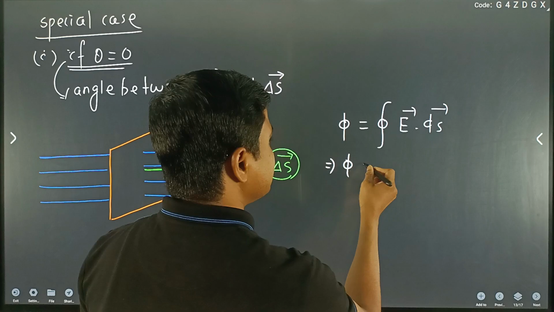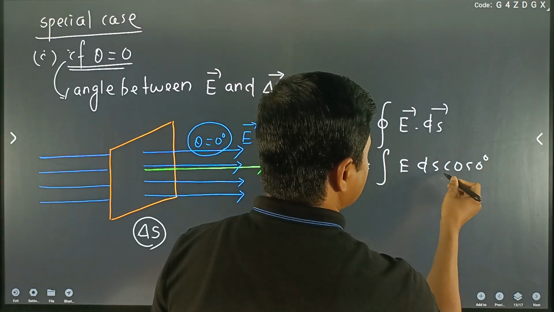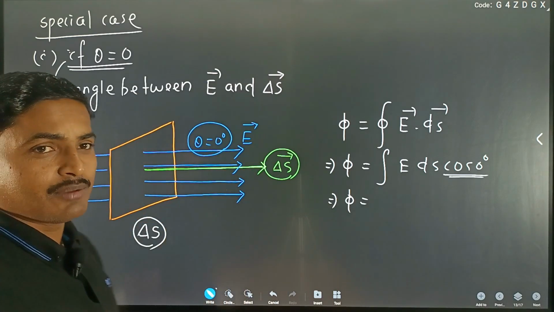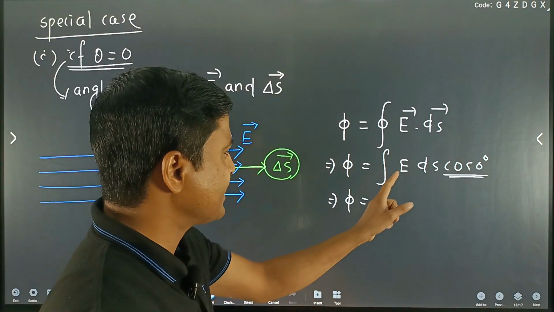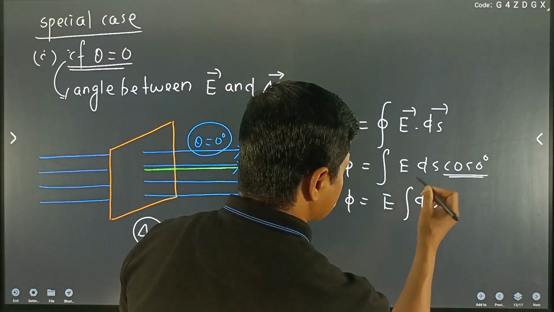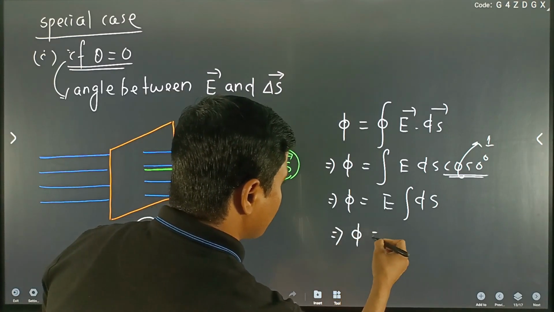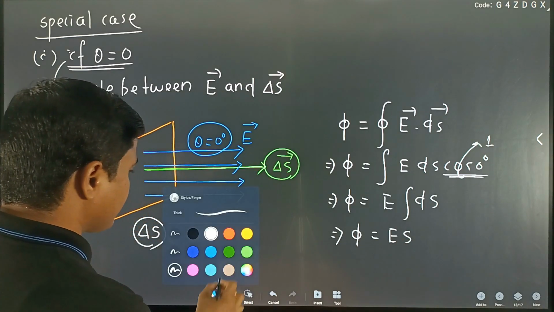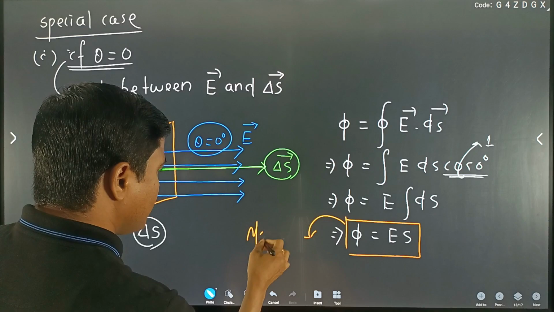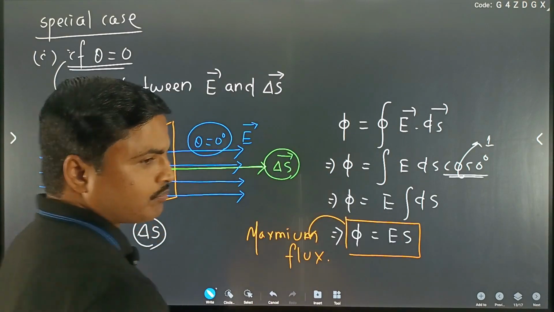That implies phi is equal to integration of E ds cos 0 degree, and cos 0 is equal to 1. That implies phi is equal to, in this case electric field is uniform or constant, so we take the electric field outside of the integration, remaining is E integration of ds, because in place of cos 0 degree we put 1. That implies phi is equal to E dS. That means flux is maximum. This is the case of maximum flux.